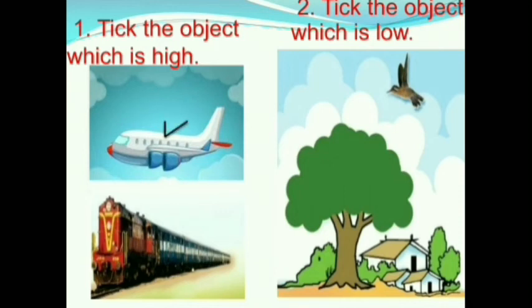See the second question. Tick the object which is low. Children, look at these pictures. Here we have bird and tree. Which one is low? Bird or tree? Yes, tree. So we should tick tree.